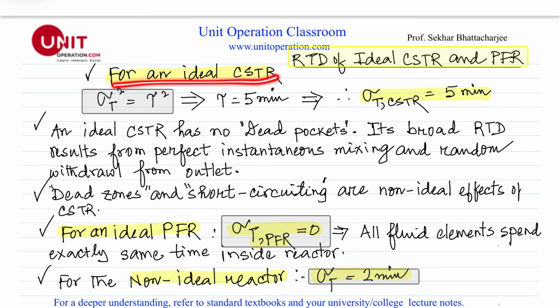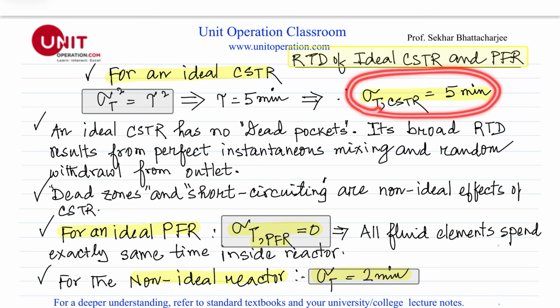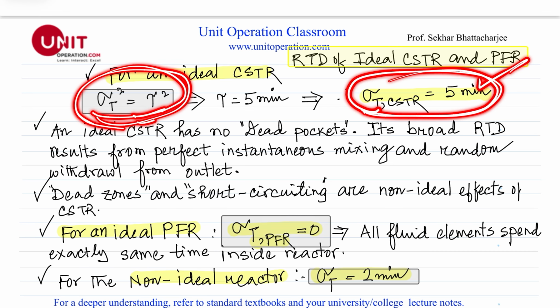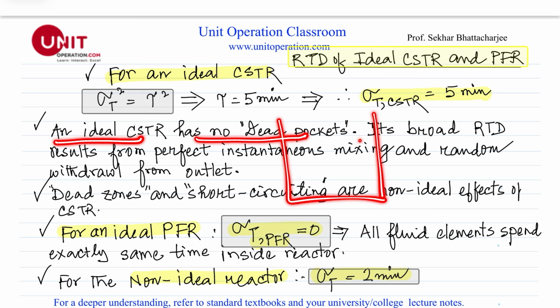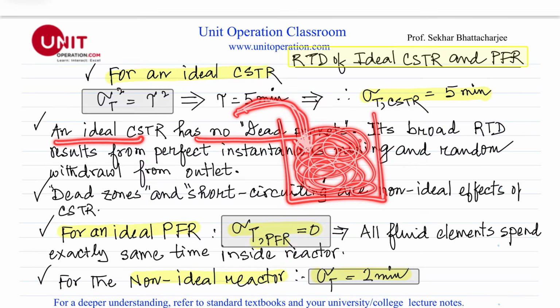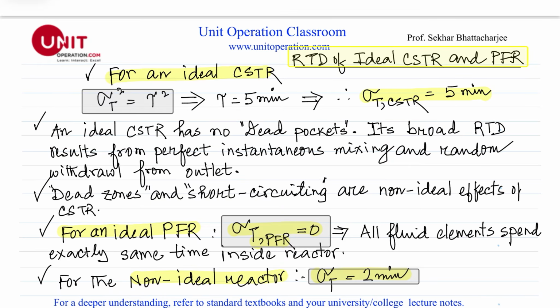For an ideal CSTR, the standard deviation is 5 minutes. So the variance should be equal to tau squared. Since tau is 5 minutes, an ideal CSTR has no dead pockets. Any time the feed comes in, it gets immediately back mixed, properly mixed. So there are no dead pockets for an ideal CSTR.